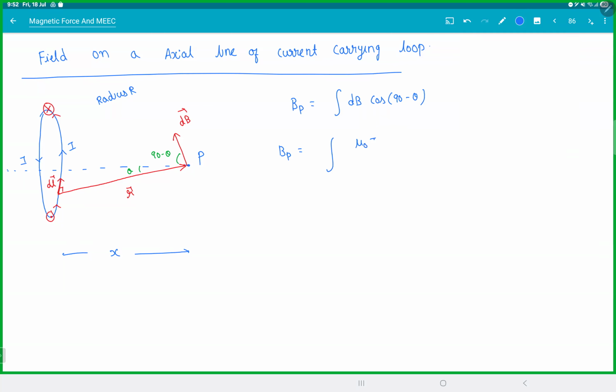If you use Biot-Savart's law, mu naught I by 4 pi, that would be sine theta, mod dl by distance squared, which is r square plus x square. Here everything is constant. Actually, theta is also constant for a given x. The only thing you have is dl there. Mu naught I by 4 pi. Sine theta is the opposite side, r by this thing. So you will end up with r by r square plus x square whole power 3 by 2. This is integral mod dl bar. dl bar is the length on the wire. So that will become the circumference.